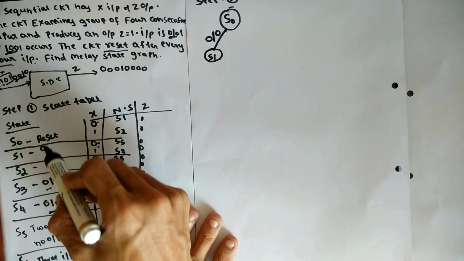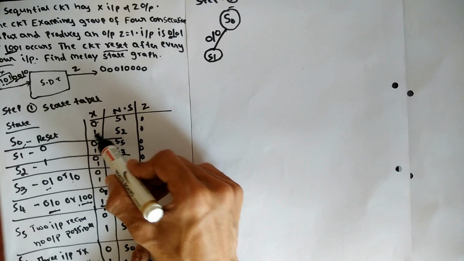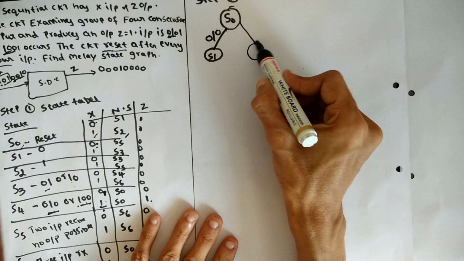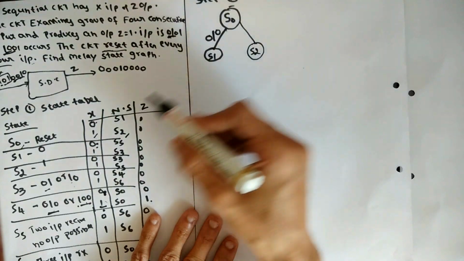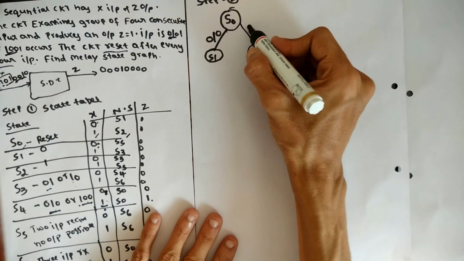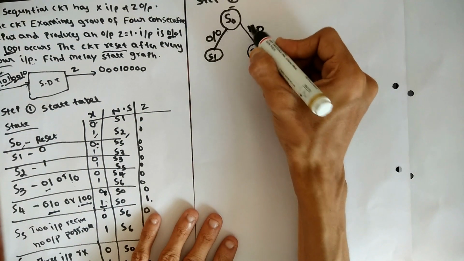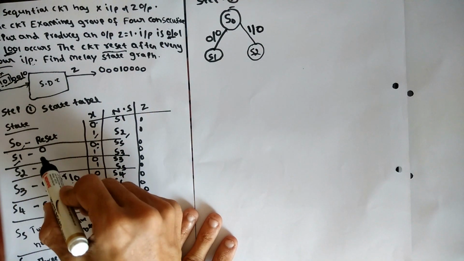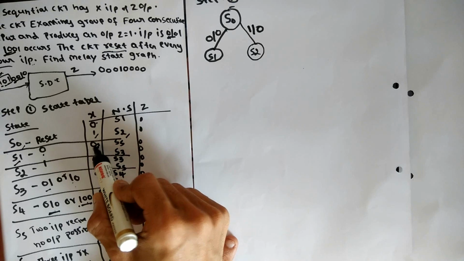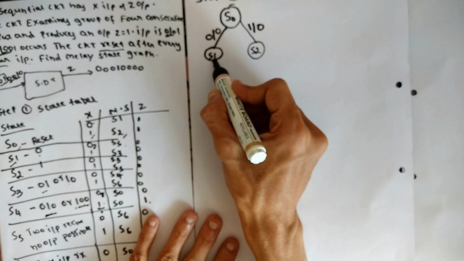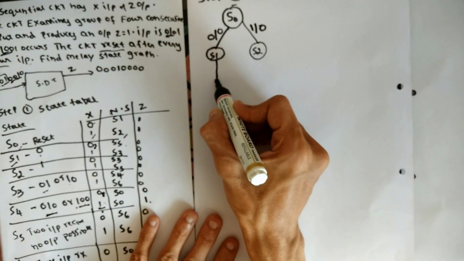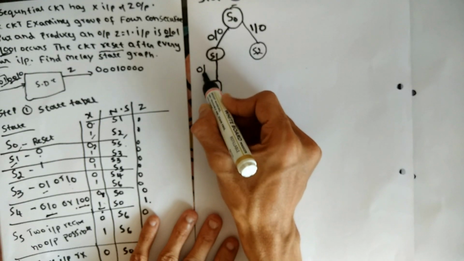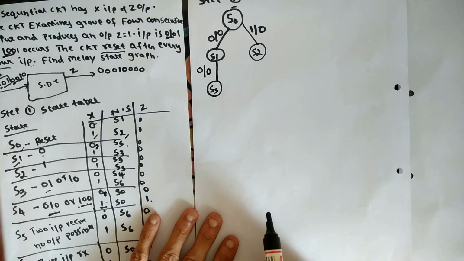Then when S0 is 1, it is going to the S2 state. So make it like this and make it an S2 state. When the input is 1, the output Z is 0 only. Similar way, go for S1. Here S1 when 0, it is moving to the S5. So make one more state here, S5. So when it is 0, anyway the Z output is also 0.